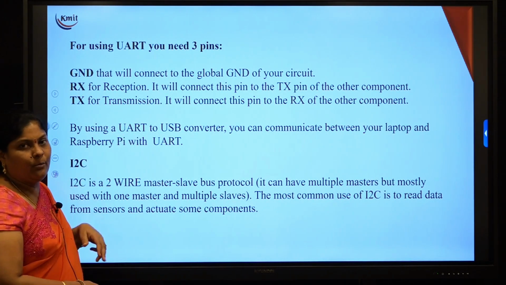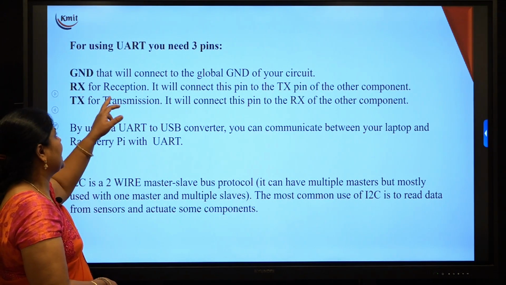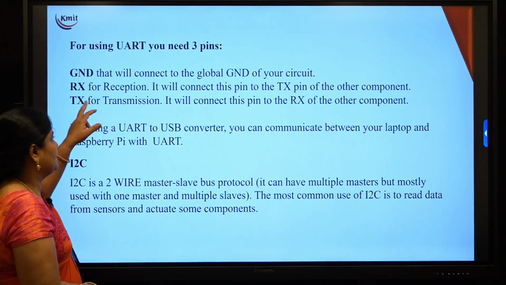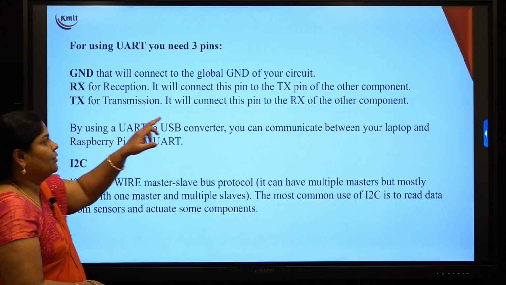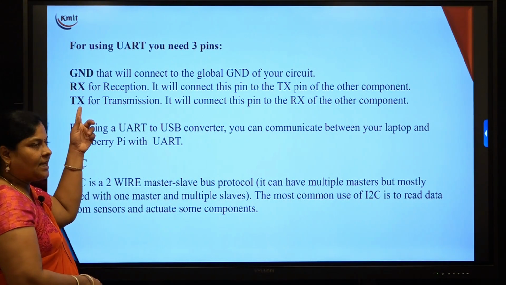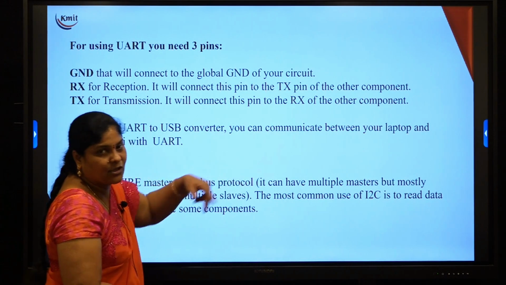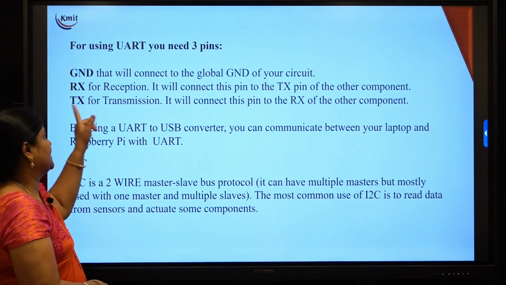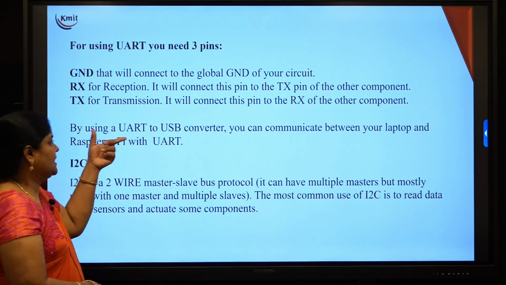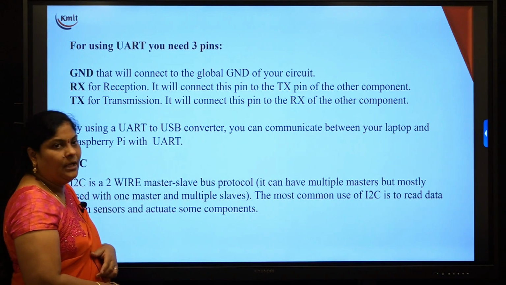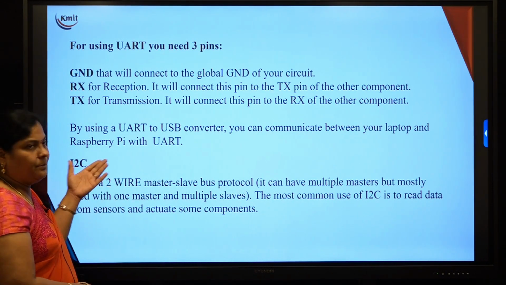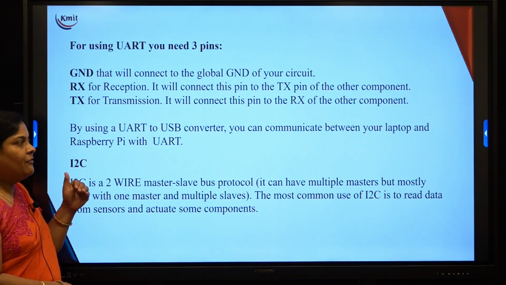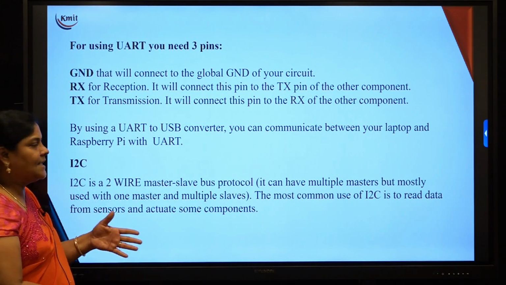Ground, you are connecting global ground, connecting the circuit. Next, RX, reception, which will connect to the TX pin of another computer. So when you are talking about RX, then you will connect to the TX pin. If you are talking about TX of Raspberry Pi, then you are going to connect RX of another component. So this will be RX to TX, TX to RX. Next, by using a UART to USB converter, you can communicate through your laptop to Raspberry Pi. So basically UART is a serial communication where you can connect different types of devices and transfer the data.